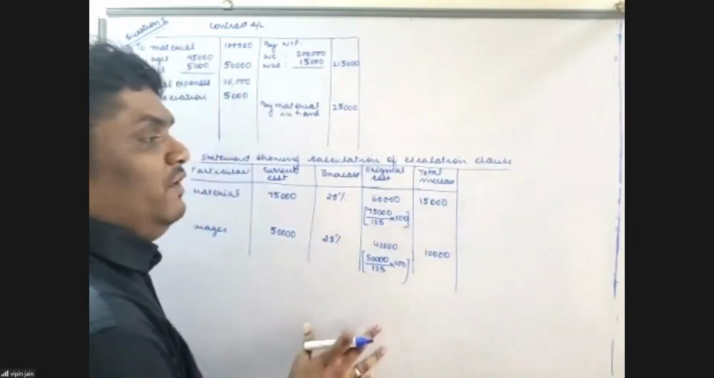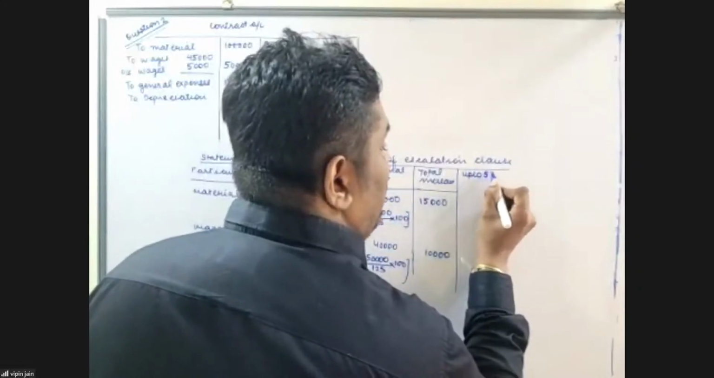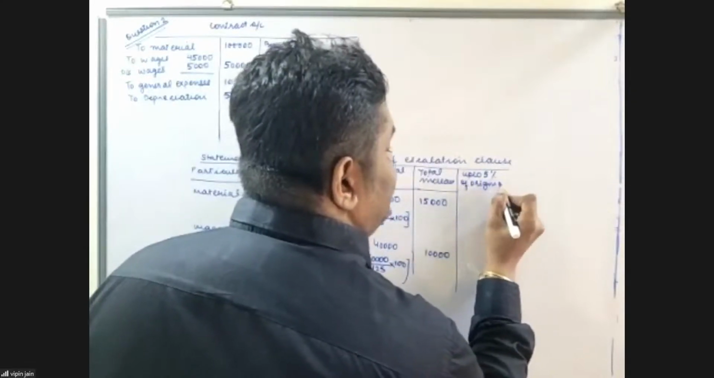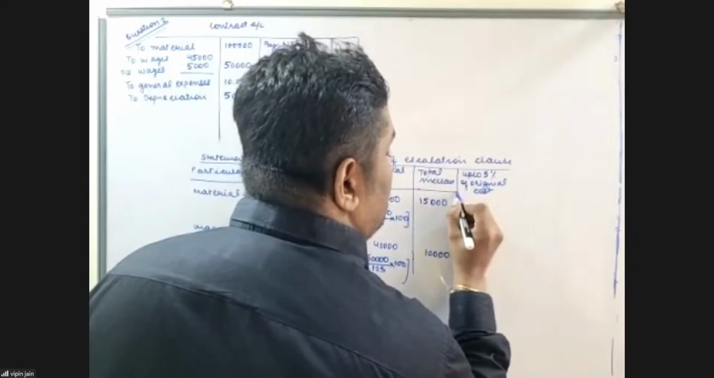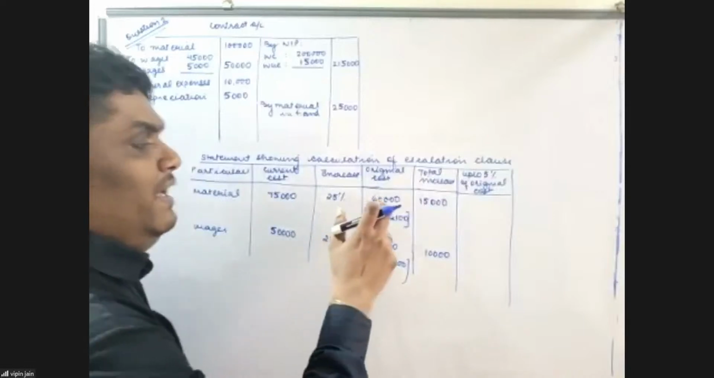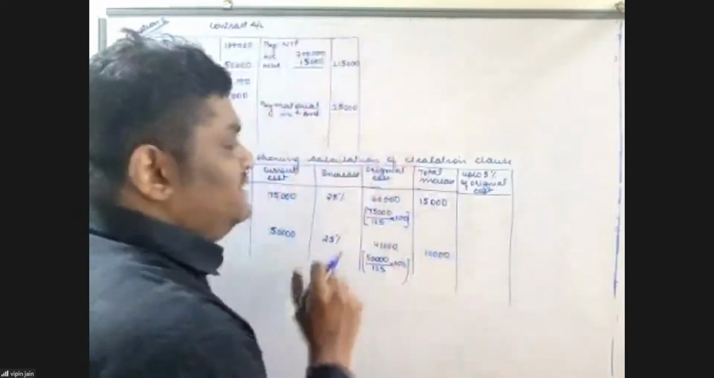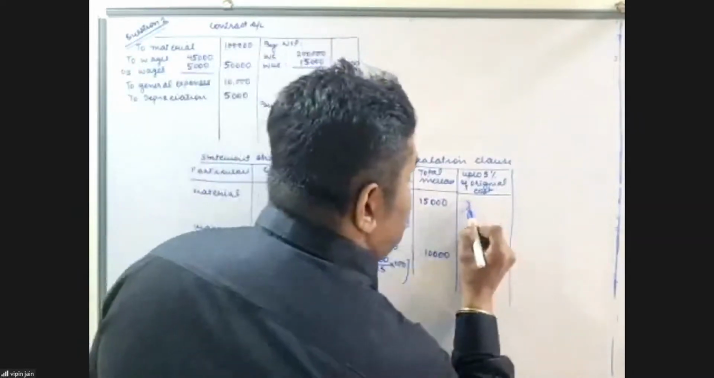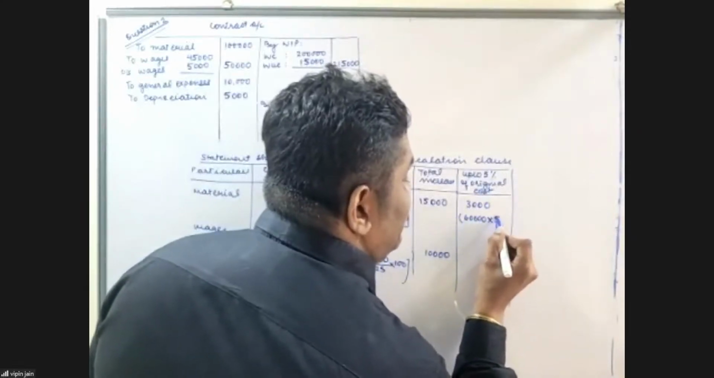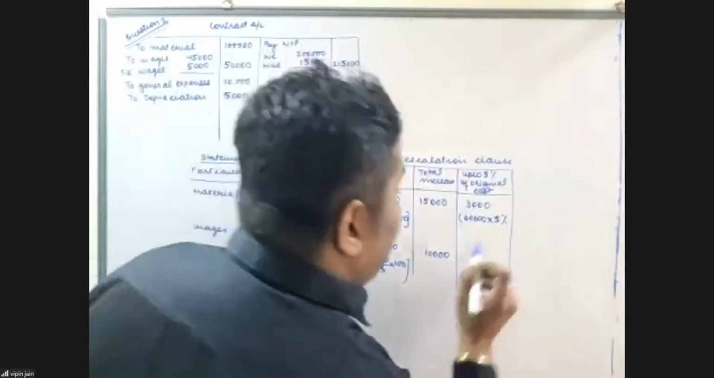Now, up to 5% of the original cost is okay. It means up to 5% of original cost is all okay. Up to 5% of the original cost, meaning if it increases up to 5% of 60,000, no worries. It means 60,000 into 5%, that is 3,000. Similarly, 5% of 40,000.